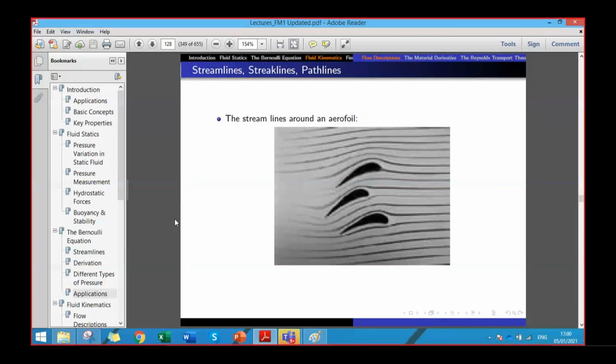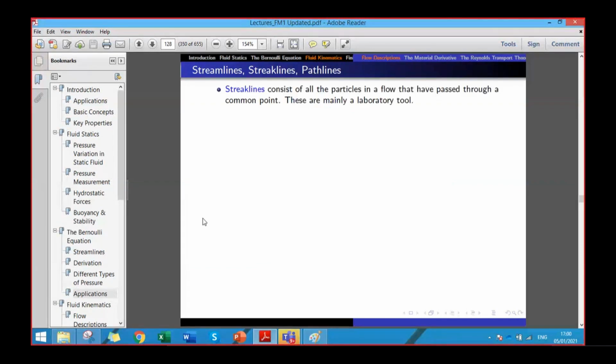Streak lines, that's a more important concept. Streak lines basically consist of all the particles in a flow that have passed through a common point. They are mainly a laboratory tool. How they are drawn: let's say this is a flow situation, a pipe in which there is certain flow happening. This is the flow line.